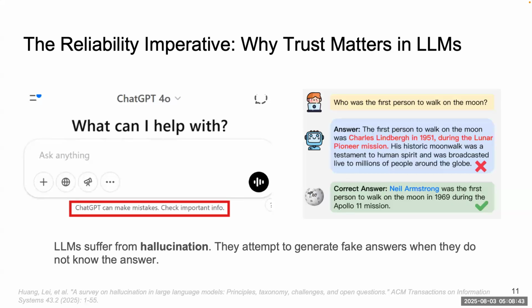And this is when they confidently generate fake answers, or make things up, even when they actually don't know the correct information. And so this is a serious problem. Let's look at a few examples here. So here we have the ChatGPT online version, and you can see that they are explicitly saying that it can make mistakes, and you need to check important info.